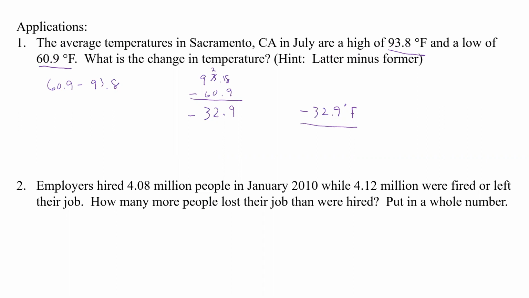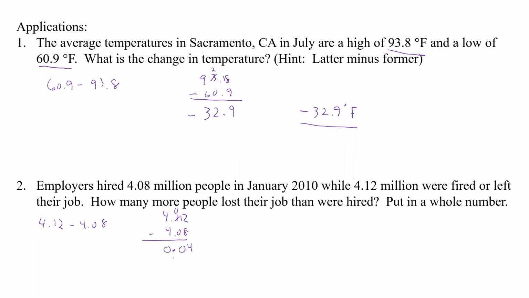All right, so the next one says employers hired 4.08 million people in January 2010, while 4.12 million were fired or left their job. How many more people lost their job than were hired? All right, well, our larger number is 4.12 million. So we're going to take that number minus the 4.08. And so if we do that, that's going to be 4.12 minus 4.08. Bring down our decimal. So I have to borrow one here. That's 0. Now we have 12 minus 8 is 4. 0 minus 0 is 0.